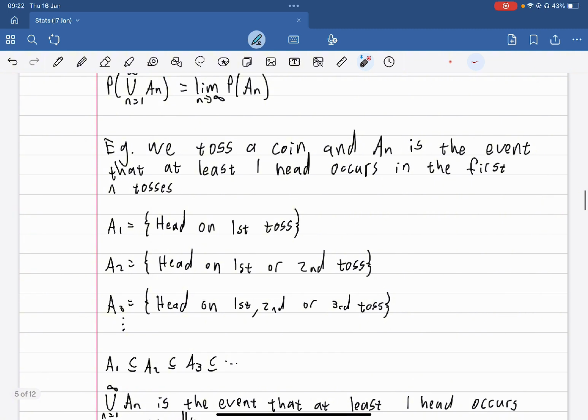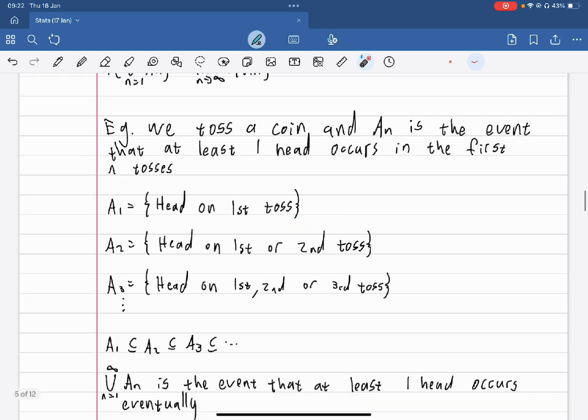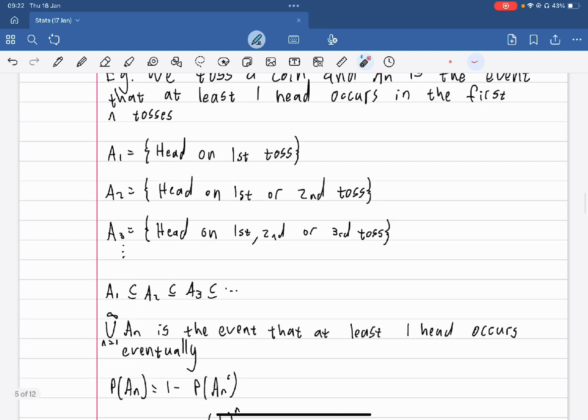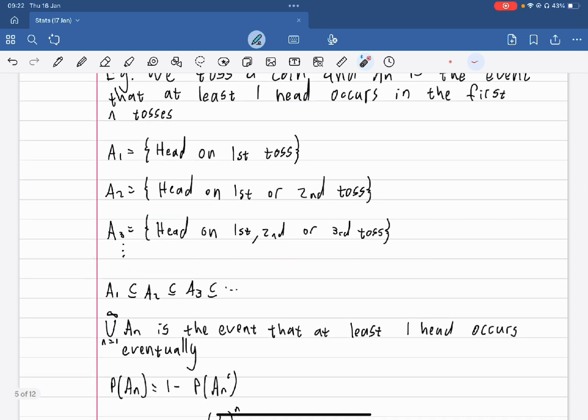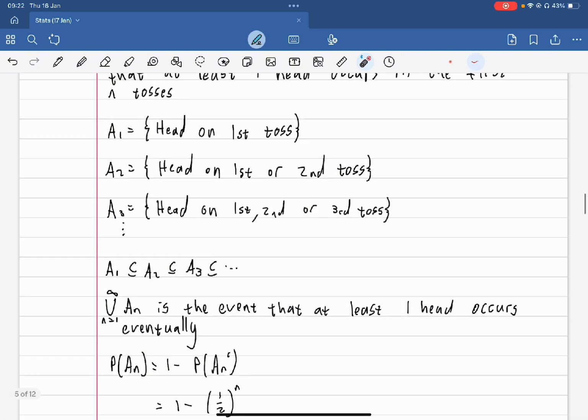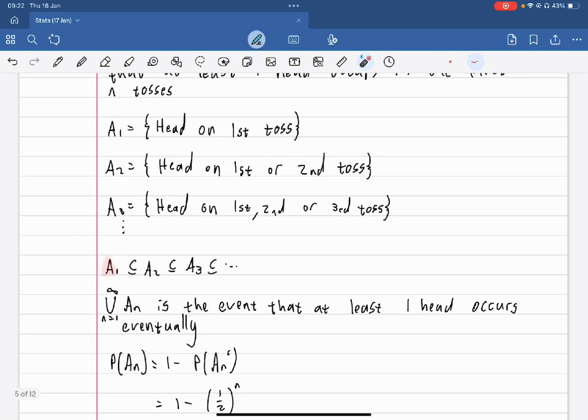I thought this was a little bit tricky to think about, so this is an example. Let's say we toss a coin, and An is the event that at least one head occurs in the first n tosses. So A1 will be a head on the first toss, A2 will be a head on the first or second toss, A3 will be a head on the first or second or third toss, going on.